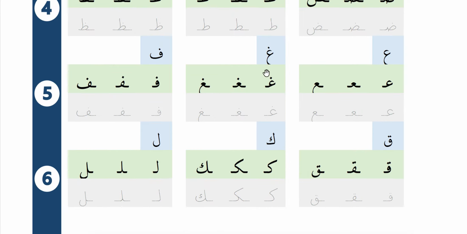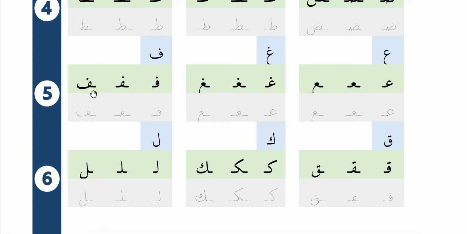For ayn and ghayn, ayn looks like this. When it comes at the start, it looks like hamza, but actually it joins with the letter after it, and it's bigger than hamza. In the middle and final, ayn comes different. Ayn, ayn. Ghayn is the same, but with a dot on top. Ghayn, ghayn, ghayn.